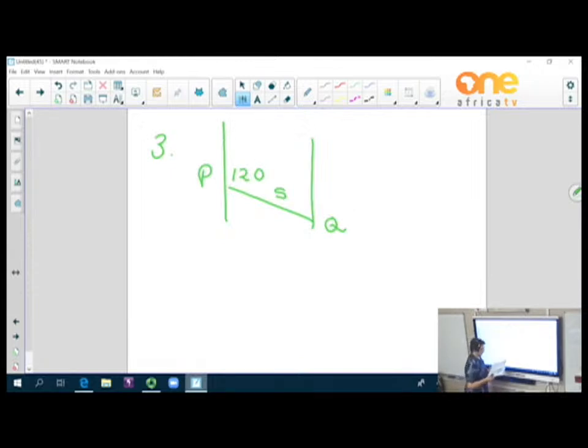Right, and we continue with number 3. The ship leaves Port B and sails 5 kilometers on a bearing of 120 degrees. Find the bearing of P from Q. So now we're working there. The easiest way is to say that this angle there is 60 degrees, and this is then 360 minus that 60, which is 300 degrees. And then how far Q is east of P.